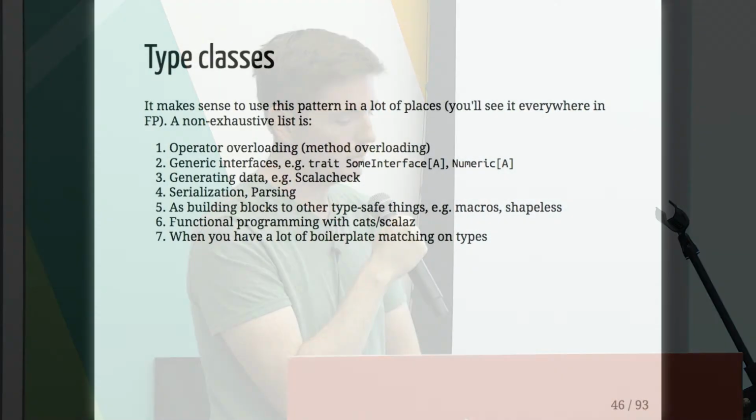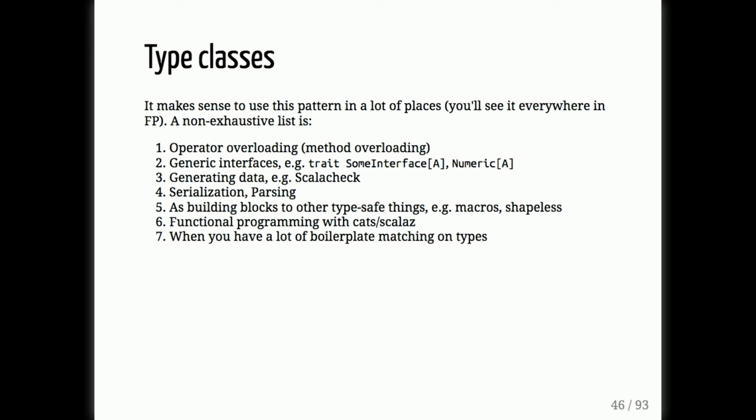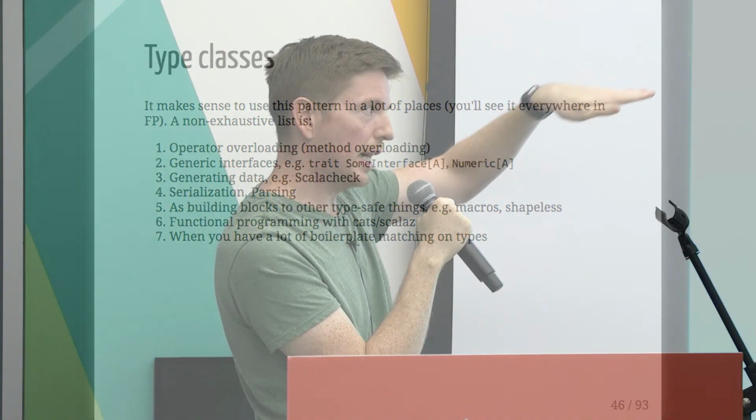So here's a non-exhaustive list of places where type classes make sense or can be used. From method overloading, to replacing generic interfaces, to generating data. We talked about serialization. Anytime you see those big match blocks with tons of types, like that mapping function, where you're basically dynamically dispatching to a similar behavior, that's another case where you might be able to use type classes.